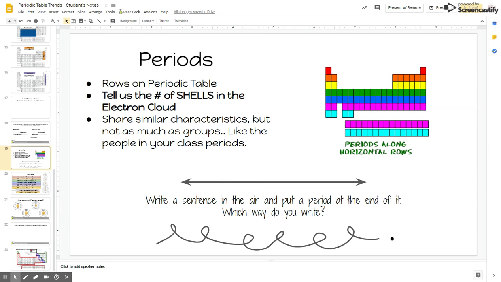So our little trick to remember the way that periods go: I'm going to tell you to put your arm up in the air and write a sentence, and then put a period at the end of it. Which way did you write? You write side to side. So you are going to know that your periods always go side to side.